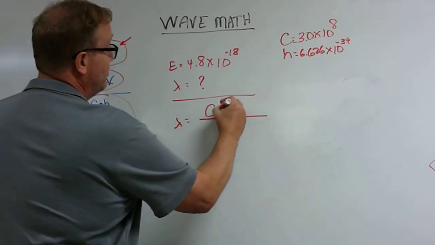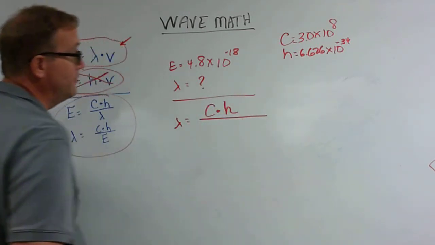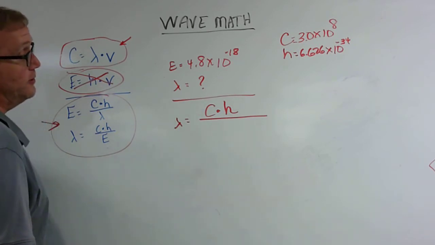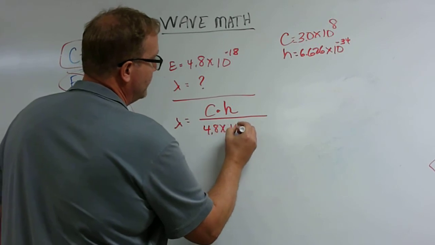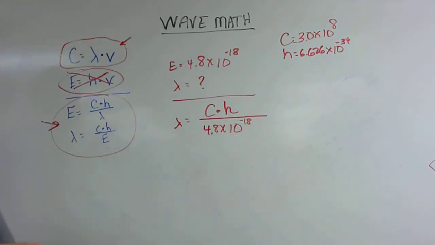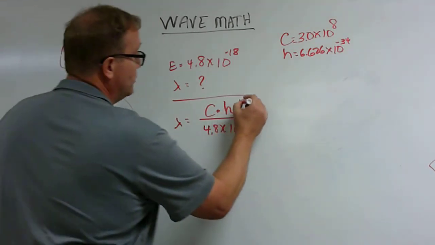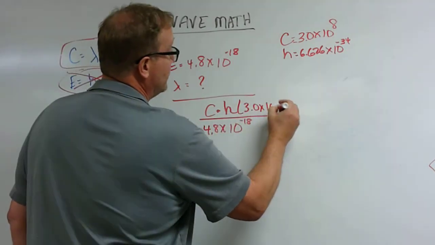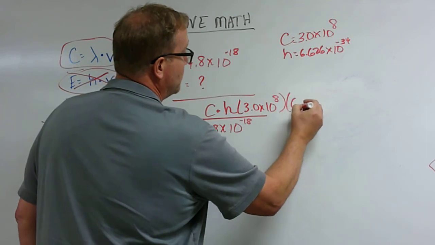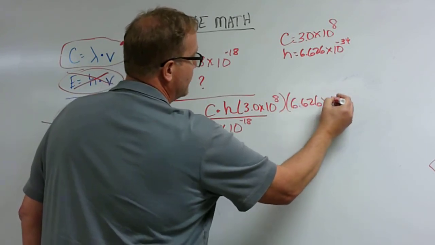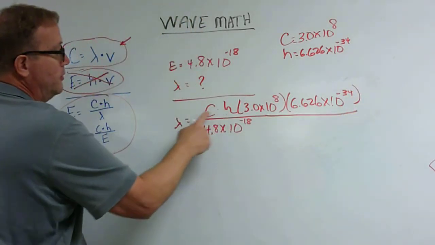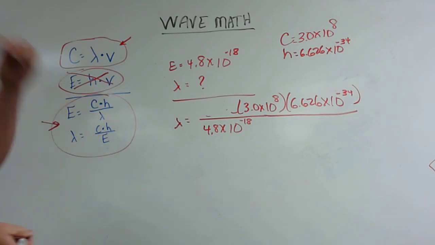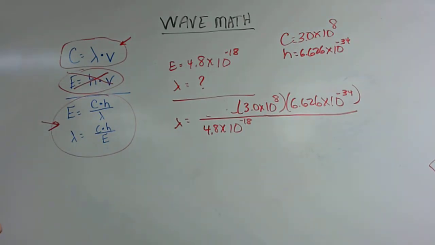Now I'm going to put my constant for this and my constant for this, and then I'm just going to pop the number that I'm finding, which is going to be 4.8 times 10 to the negative 18 at the bottom. So we're going to use the numbers 3.0 times 10 to the 8th times 6.626, Planck's constant, times 10 to the negative 34. Those are taken care of now. And then you just multiply and divide. It's all the same thing, same procedure.